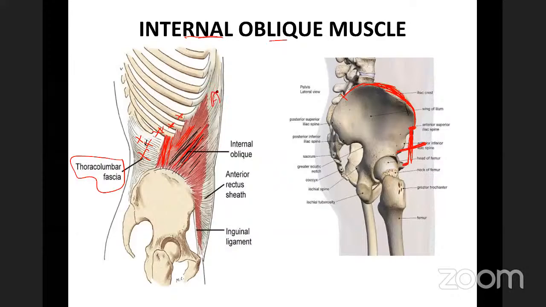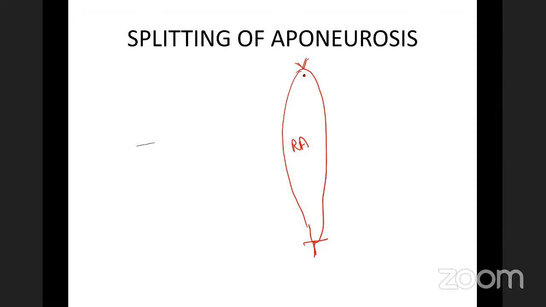We will see about the aponeurosis of the internal oblique muscle. We discussed that this is the rectus abdominis muscle. Just imagine this is the rectus abdominis muscle which extends from the xiphoid process to the pubic symphysis. We know that the rectus abdominis muscle is enveloped by a sheath, which is known as the rectus sheath.